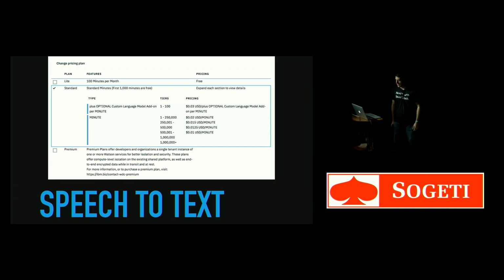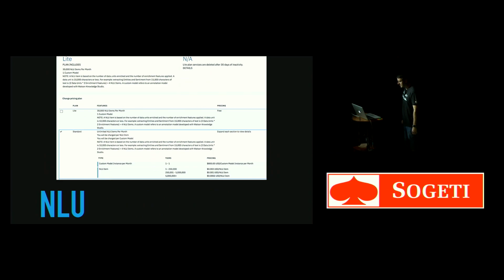Outside of that, you start to pay, looks like 2 cents down to 1 cent per minute, depending on how many minutes you process in a month. There is a premium option. My experience with the premium option is if you have to ask, you probably can't afford it. Or you probably don't want to pay for it.